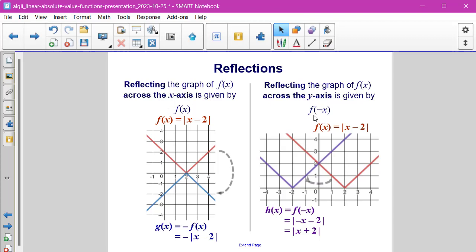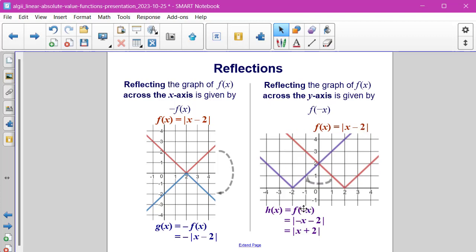Now let's talk about reflecting the graph across the y-axis. This occurs when, instead of the negative being outside of the entire function, it's just out in front of the variable. Instead of x, it's negative x. So in our case, again, we still have f of x is equal to the absolute value of the quantity x minus 2. Here's what it looks like.